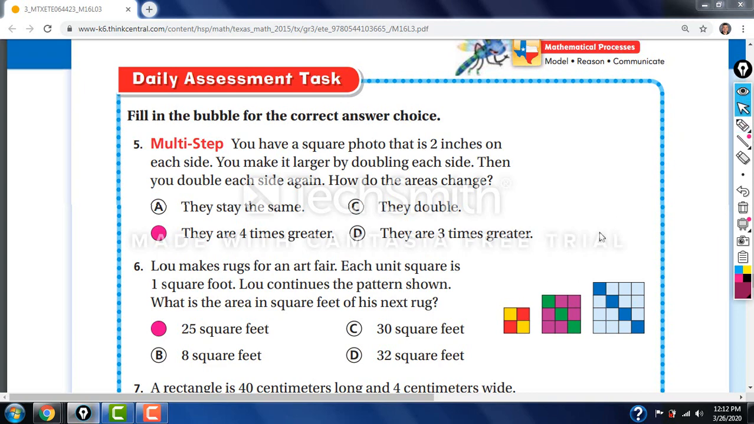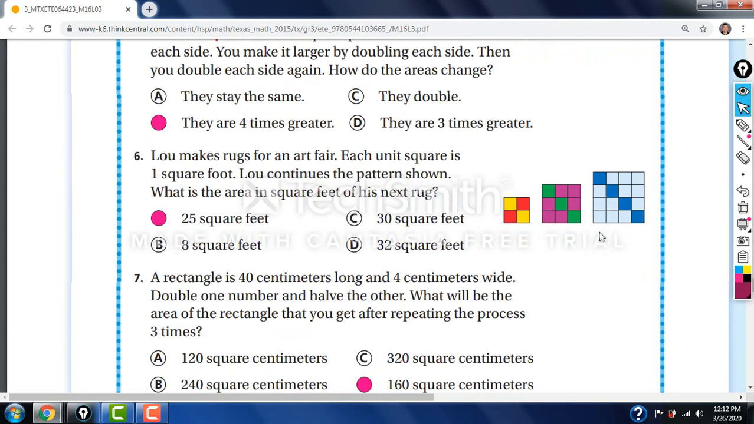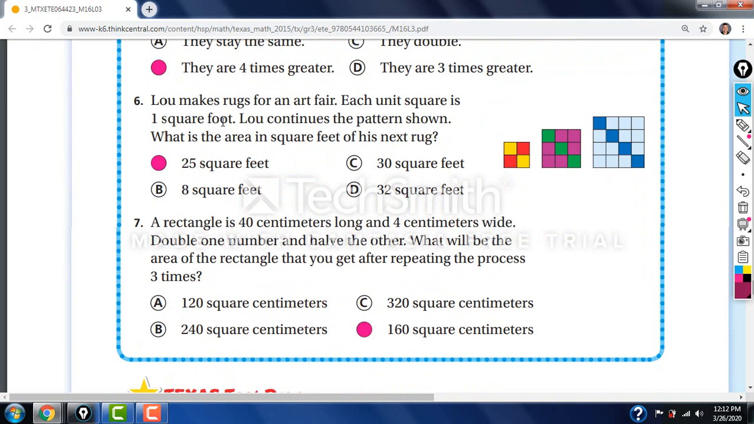Okay, so let's look at the next one. Lou makes rugs for an art fair. Each unit square is 1 foot. Lou continues the pattern shown. What is the area in square feet of the next rug? So here's rug 1. Here's rug 2. Here's rug 3. So let's look at the pattern first.